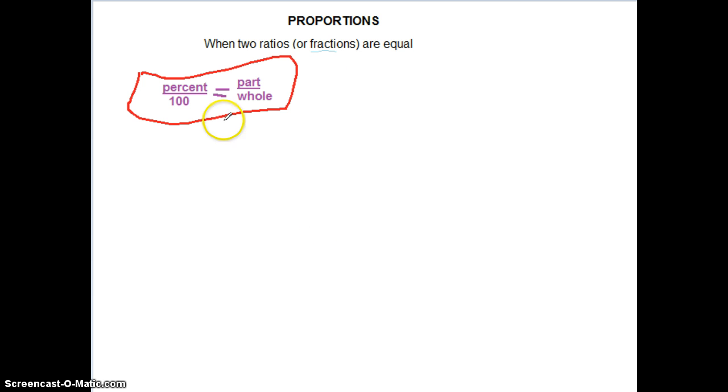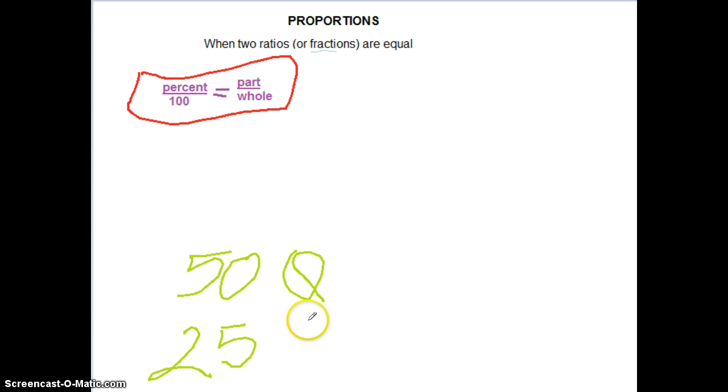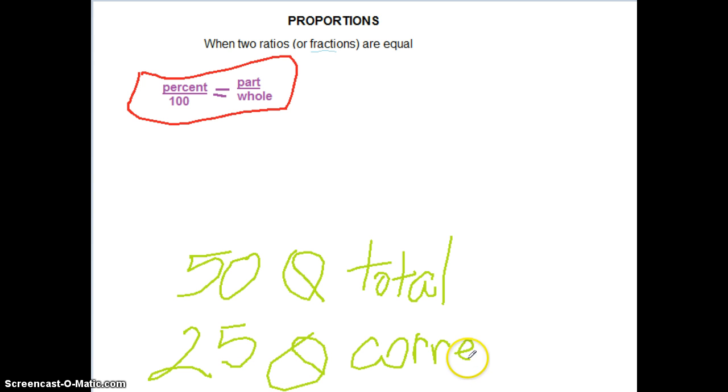So here's an example, an easy one. Let's say that there are 50 questions total on an exam, and I only got 25 correct. What percentage did I get correct, or what do you think my grade would be? To set up this proportion, part over whole, my part would be 25 correct, over the whole, which is the 50 total questions. And then that should give me my percentage.